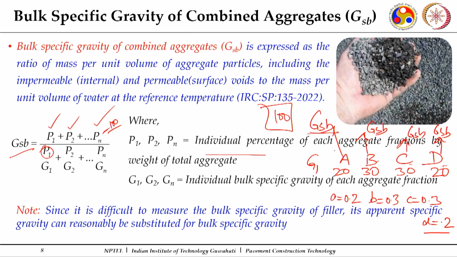So P1 is the individual percentage of each aggregate fraction by total weight of the aggregate, and G1, G2 are the individual bulk specific gravities. So once this is there, you work out the individual bulk specific gravities of each stockpile, and then you determine the combined bulk specific gravity of that blend.